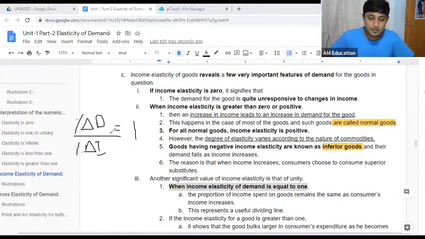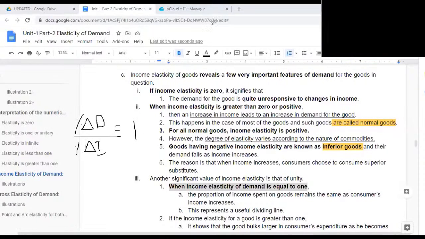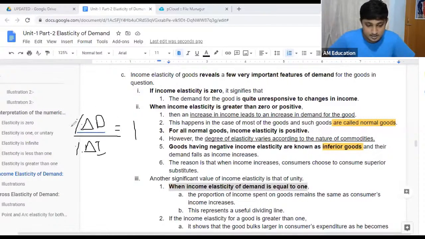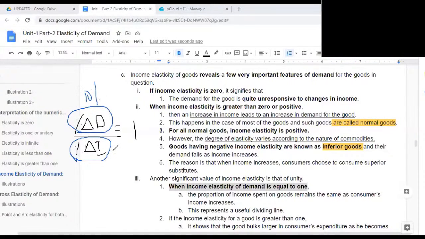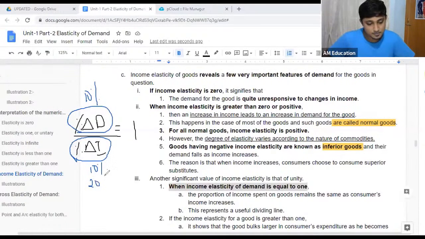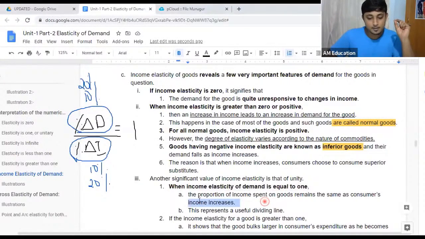What does that mean? This is equal to this. If this is 10%, how much is this? 10%. If this is 20%, how much is this? 20% only, no? So that's what he wants to tell us. When income elasticity of demand is equal to 1, the proportion of income spent on the good remains the same as the consumer's income increases.